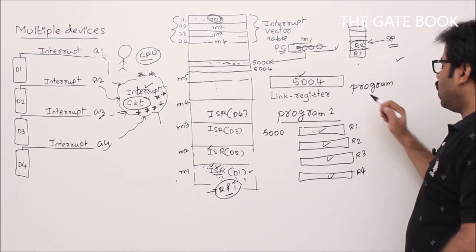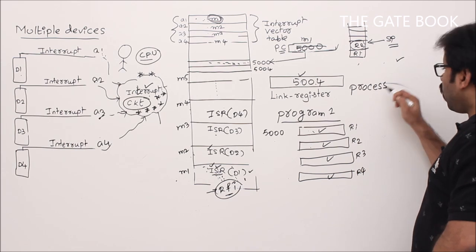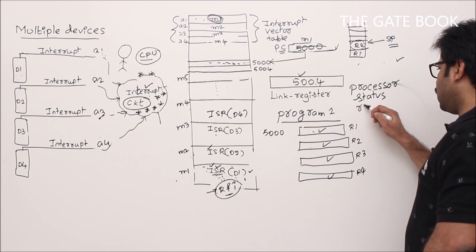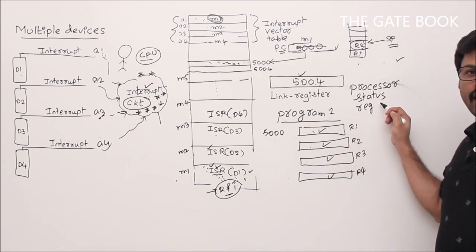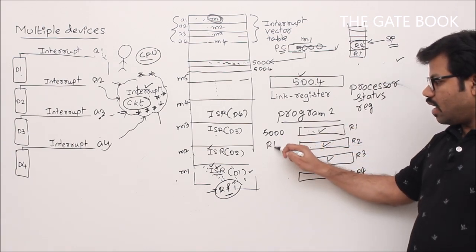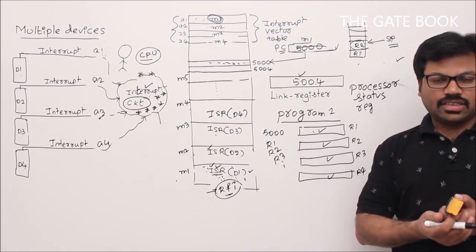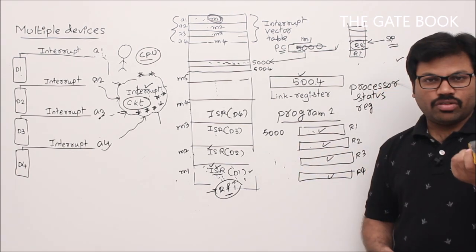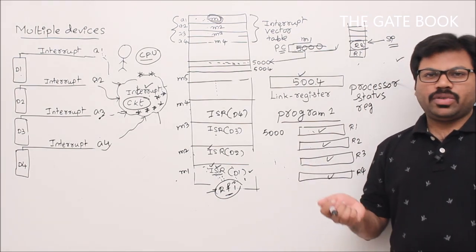Otherwise, not program status exactly, we say specifically processor status registers. And don't get confused between processor status registers and general purpose registers. General purpose registers are like R1, R2, R3, which we use for temporary additions, subtractions, to store the results, correct? And program counter, stack pointer, link register, they are all general purpose registers.